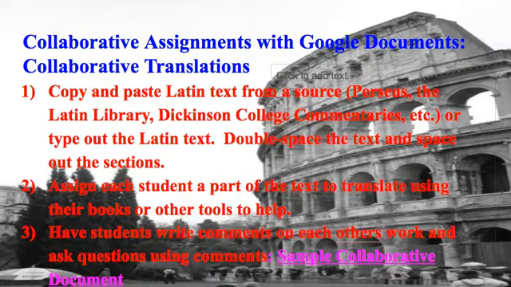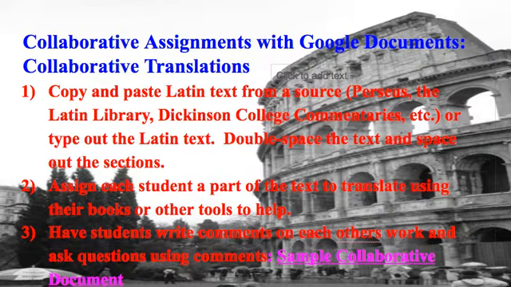Another way I use Google Documents is for collaborative assignments with collaborative translations. To do this, I copy and paste the Latin text from a source, for example, Perseus, the Latin Library, Dickinson College Commentaries, etc., or I actually type out that Latin text. Then I double space the text and space out the sections. I assign each student a part of the text to translate using their books or other tools to help. I tend to color code so each student knows what color they're supposed to translate.